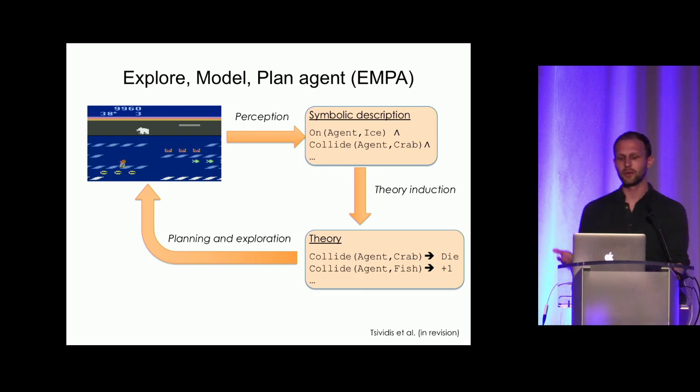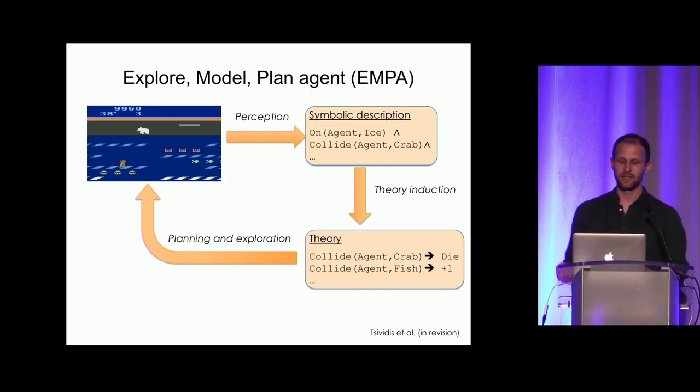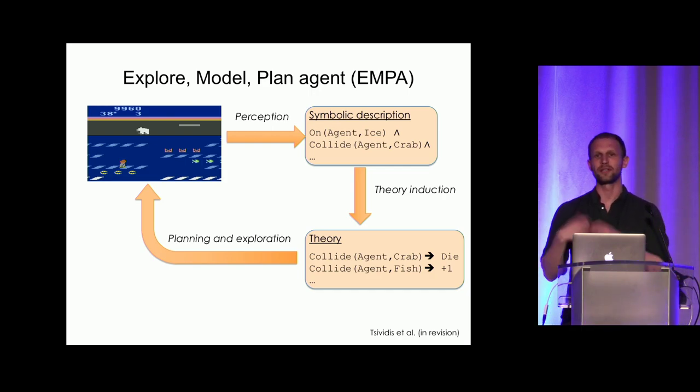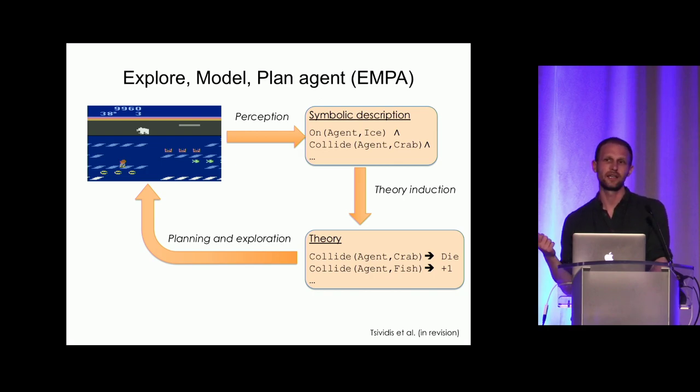So the theory would correspond to something like, what happens when an agent collides with a crab? He dies, and if he collides with a fish, then he gets some points because he eats the fish, and so on. And so once you have the theory, then you can do planning and exploration. You can use your theory as a simulator to ask what will happen when I do things in the future, what rewards will I get, and you can also use your theory to construct intelligent exploration bonuses.